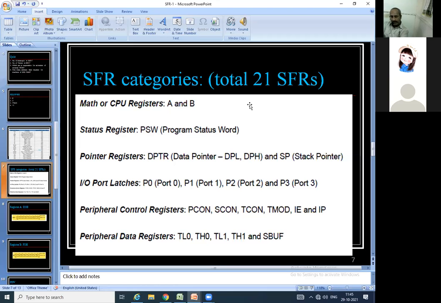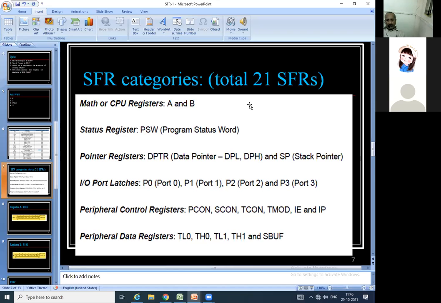Then pointer registers. Two pointer registers are available: one is the DPTR and another one is the SP, data pointer and stack pointer. The data pointer has a capacity or size of 16 bits, and it is bifurcated again into two 8-bit parts, lower and higher, DPH and DPL. So higher data pointer and lower data pointer. How it is bifurcated and what is the meaning of each field, we are going to see one by one.